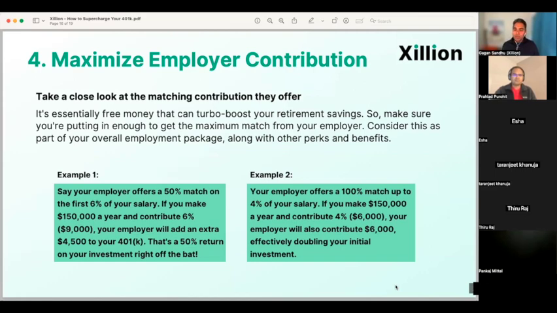Okay, any questions on employer contribution? Great.